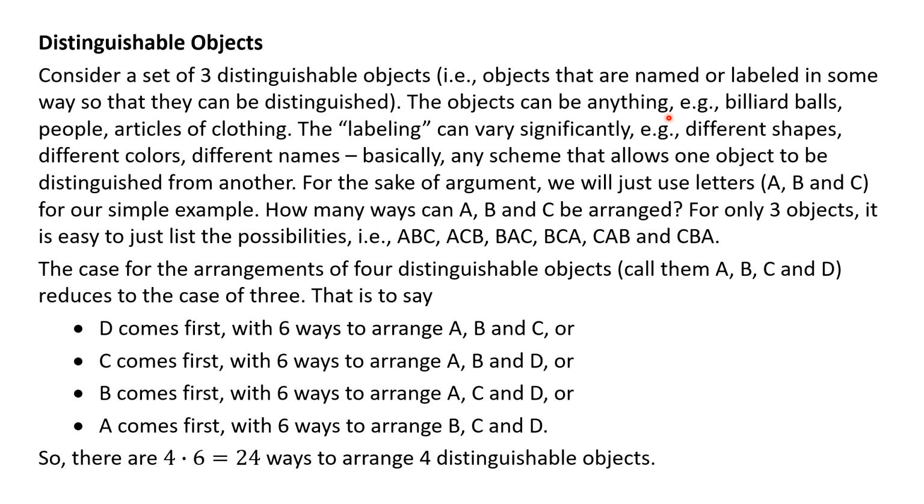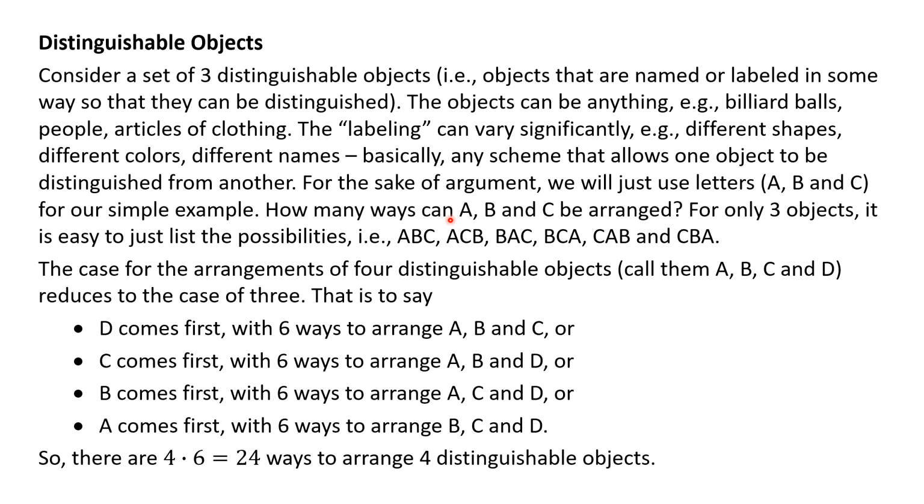The objects can be anything: billiard balls, marbles, people. The labeling can vary significantly. Different shapes, different colors, different names. Basically any scheme that allows one to distinguish one object from another. For the sake of argument and simplicity, we'll just use letters in this lesson.